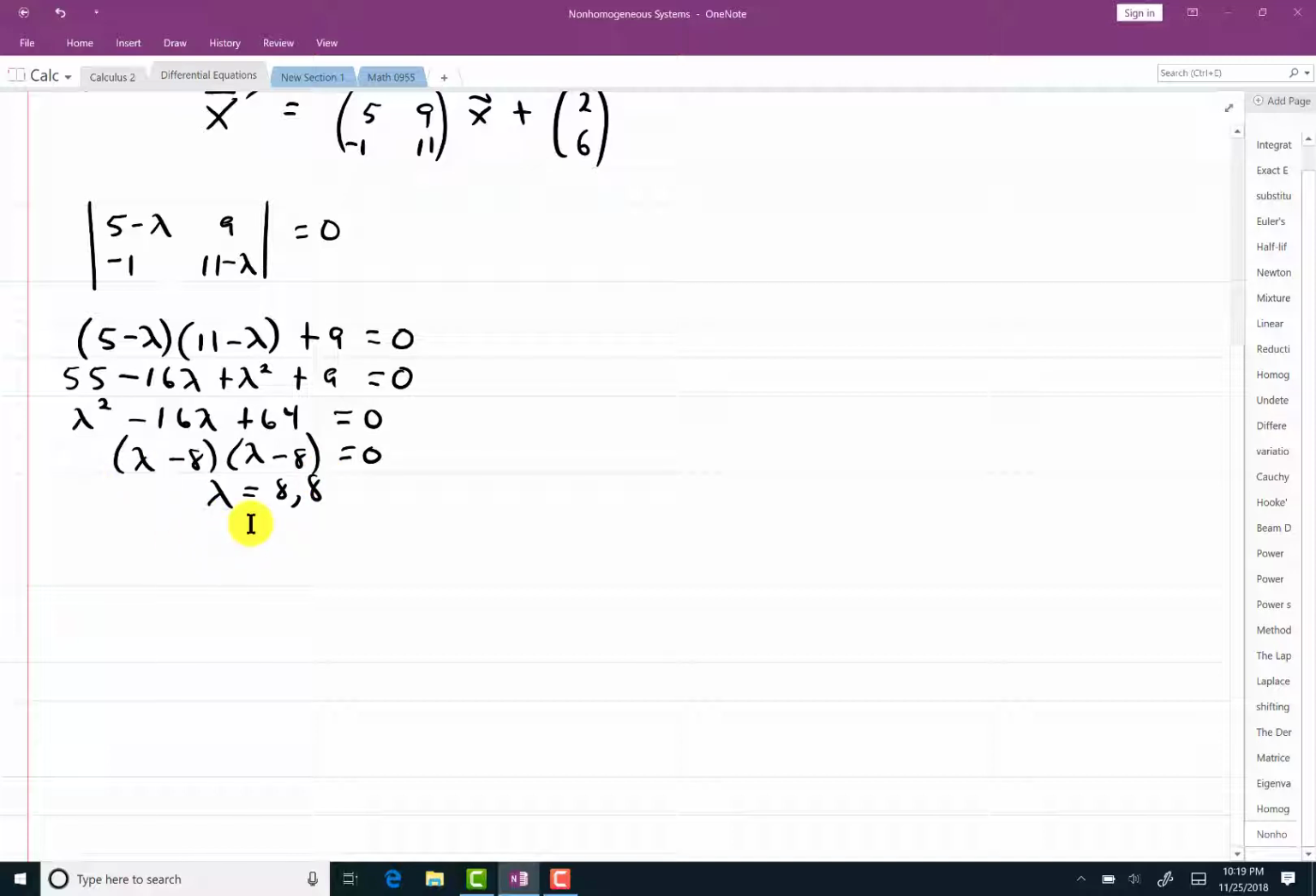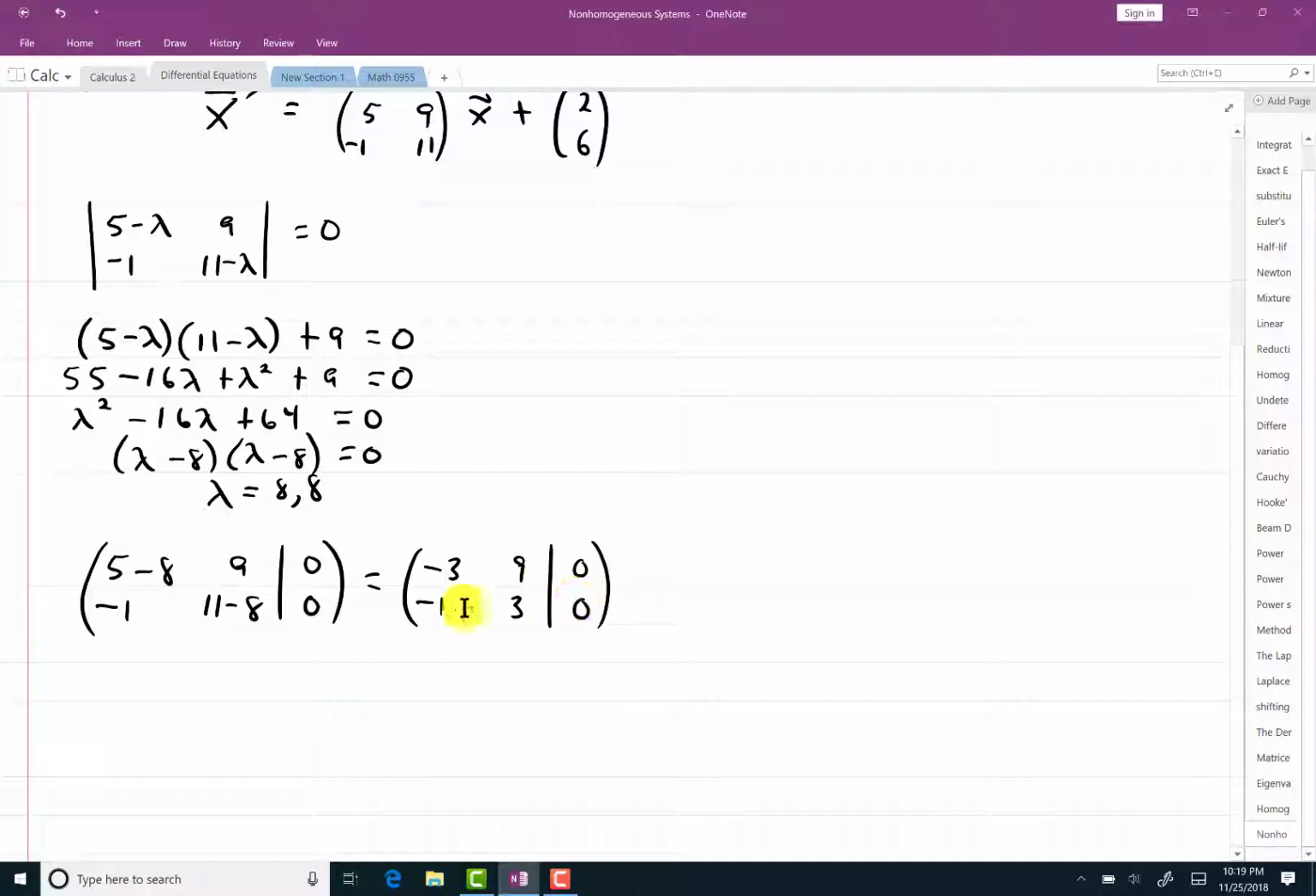Now let's plug it in. We'll see if we get one eigenvector, then we have to do some work. Otherwise we get two eigenvectors and we'll be able to use both of them. So let's see what happens here. Let me plug in my lambda equals 8. I'll get 5 minus 8, 9, negative 1, 11 minus 8. I get negative 3, 9, negative 1, 3. Hopefully you can see if I do negative 3 times the second row, add it to the first row, I'll be able to wipe out the first row.